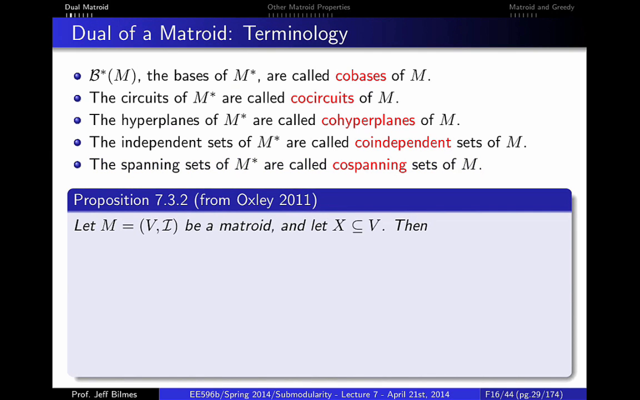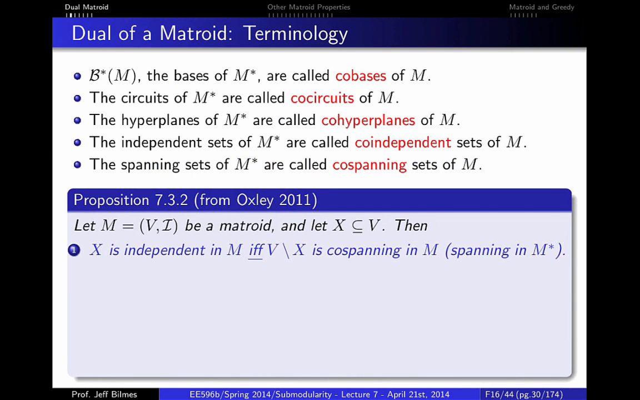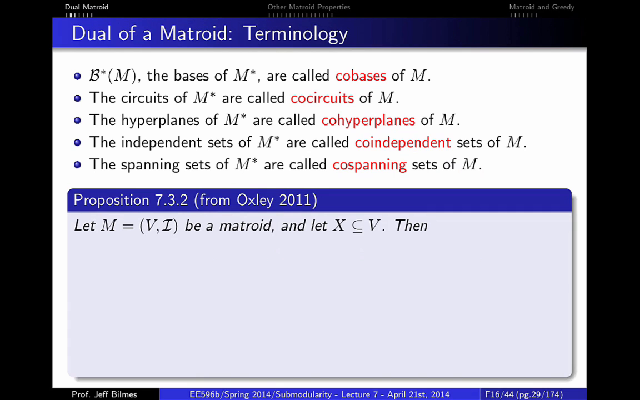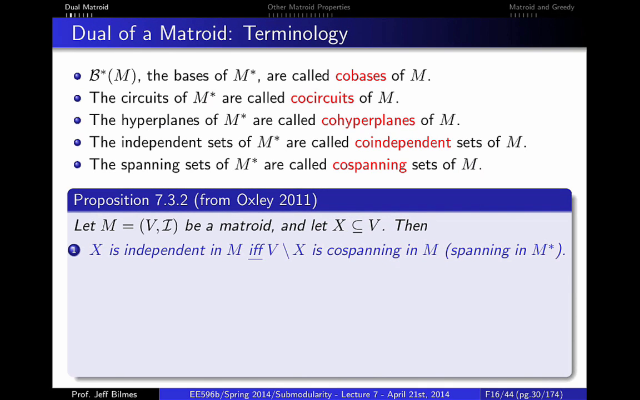But where it gets more interesting is in this theorem from Oxley. This is one of our books. Basically it's saying that you've got some matroid, and X is some subset. We're saying that X is independent in M if and only if its complement is co-spanning in M, or namely it's spanning in M star. Now why is that true?